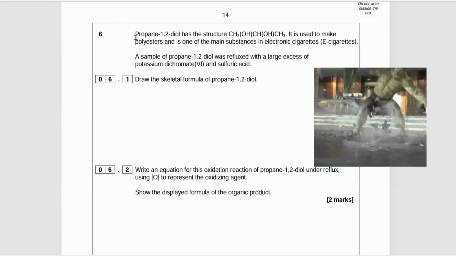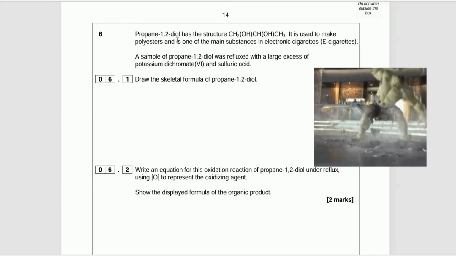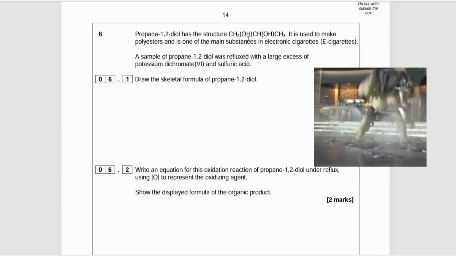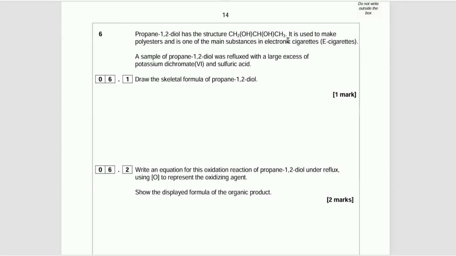All right, question 6. Propane 1,2-diol has the structure CH2OH, CHOH, CH3, and that's the structural formula. It's used to make polyesters and is one of the main substances in e-cigarettes, so your vapes and stuff. A sample of propane 1,2-diol was refluxed with a large excess of potassium dichromate(VI) and sulfuric acid. Draw the skeletal formula of propane 1,2-diol.